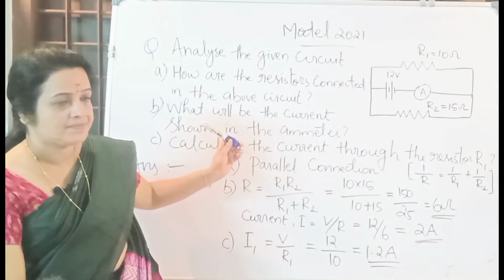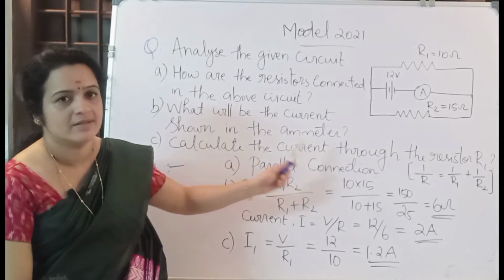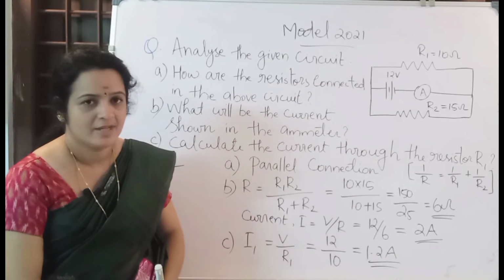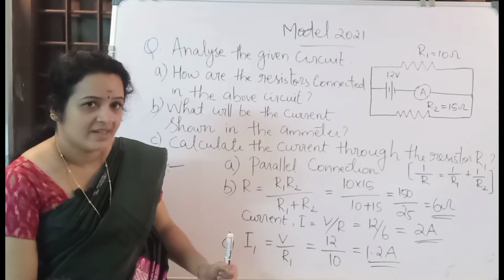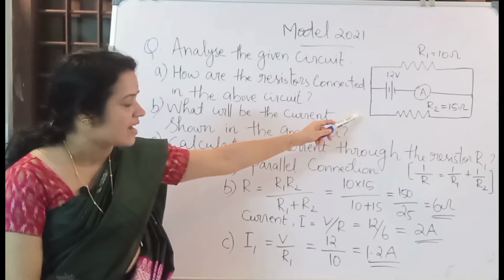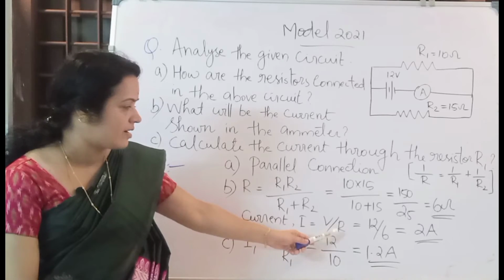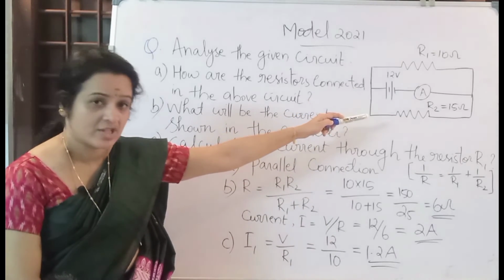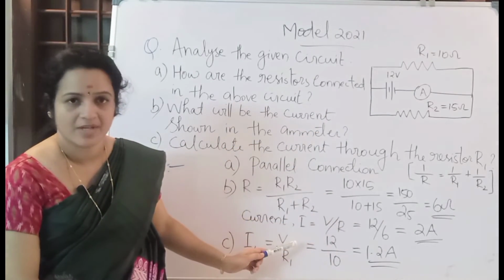Can we read the question? Yes. What will be the current shown in the ammeter? That means the current flowing through the circuit we have to calculate. So how will we calculate the current flowing in the circuit? Yes, we can apply Ohm's law here, right? So I is equal to V by R. But we don't know the effective resistance. So first of all we have to calculate the effective resistance. Then only we can substitute in this equation, isn't it?